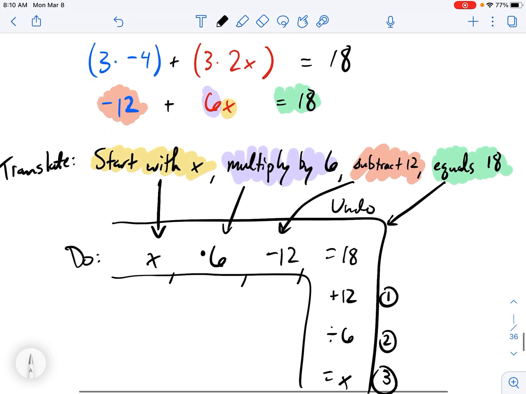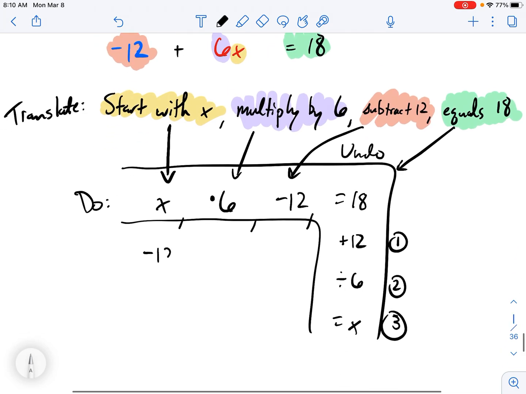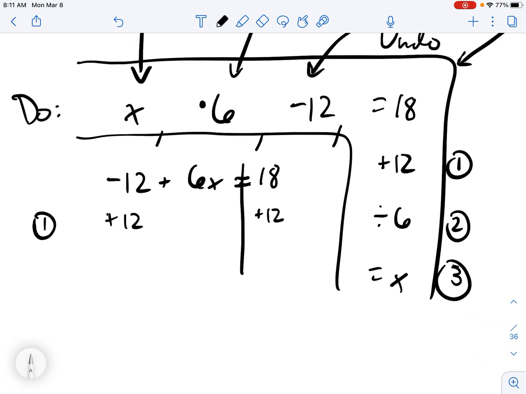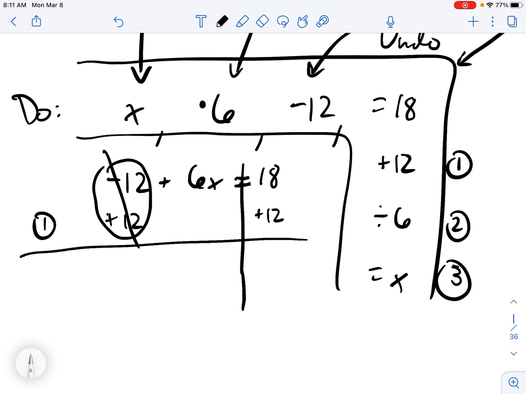So I'm going to rewrite our equation here. -12 plus 6x equals 18, all right? So our first step is going to be to add 12 on both sides of the equal sign. I like to draw that line down the center of the equal sign so I don't forget which side is which. Remember, what you do on one side, you must do on the other side. -12 plus 12 is 0, so that cancels out. We get 6x equals 30, right?